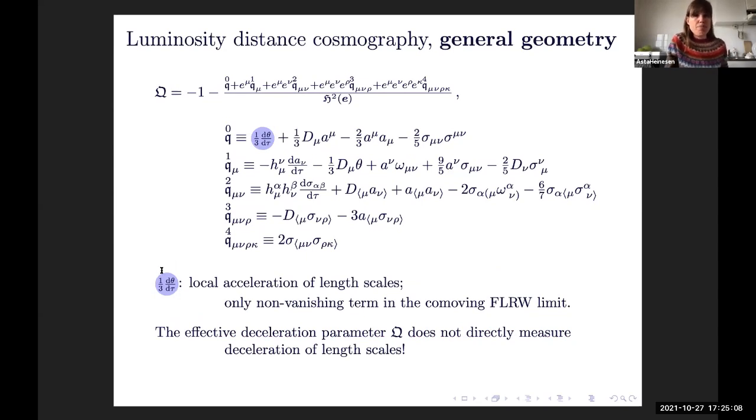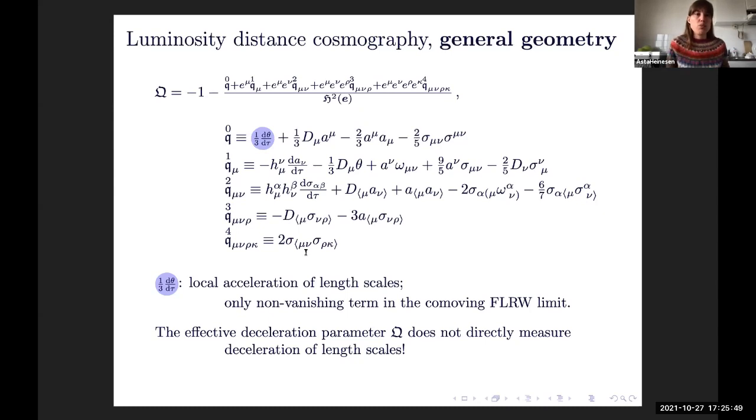The first term here in the monopolar contribution describes the local acceleration of length scales in the observer frame. So this is also the interpretation of the deceleration parameter in the FLRW limit, and it is also the only non-vanishing term in the strictly homogeneous and isotropic limit. All other terms here are due to anisotropic and inhomogeneous effects in the space-time.